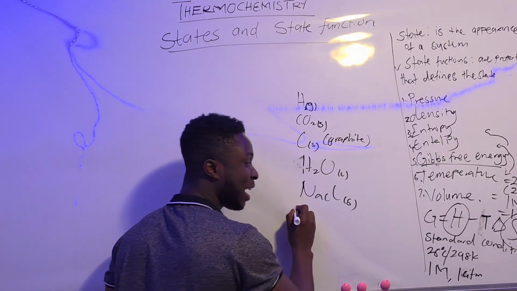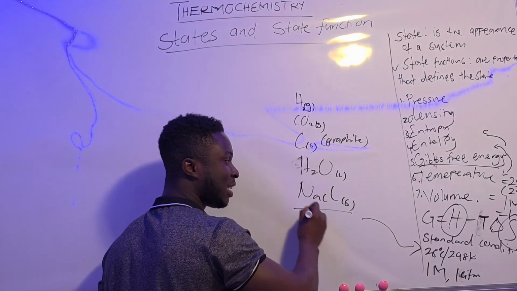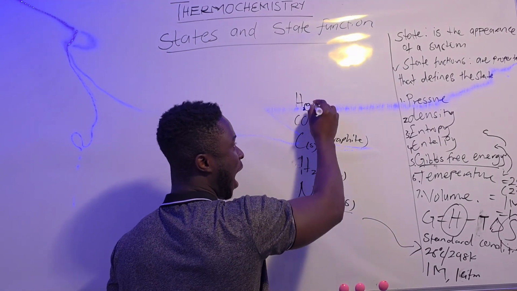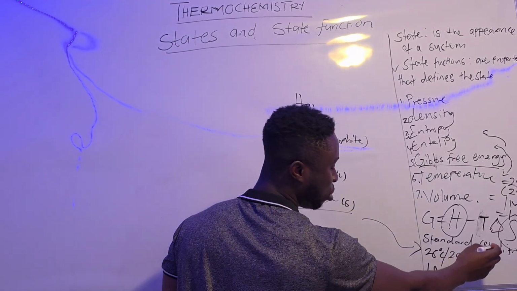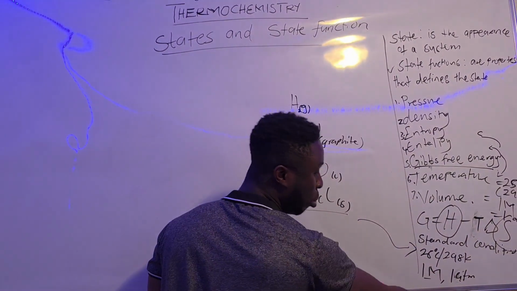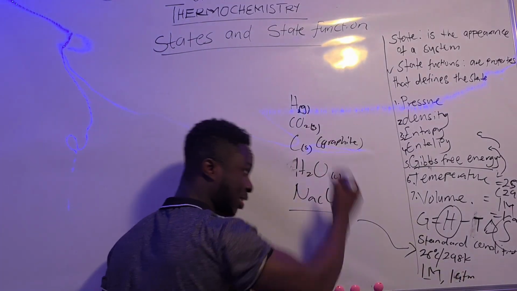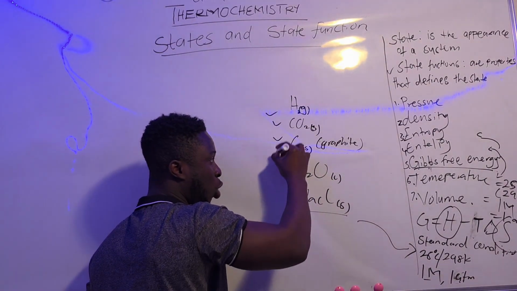And for the standard states, these are the standard conditions. So for the standard state over here, hydrogen gas is just 1 atmosphere of pressure. Hydrogen gas is just 1 molar concentration. Hydrogen gas is just 25 degrees Celsius. Same thing applies to all of these things.